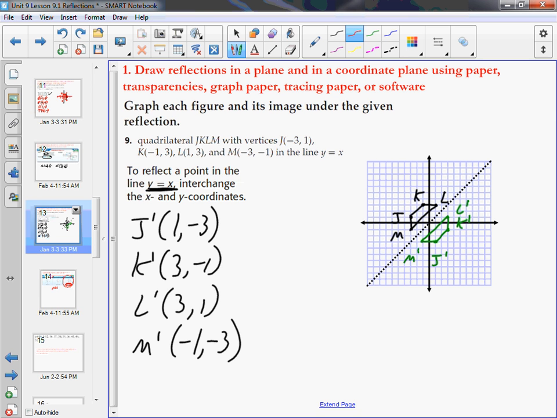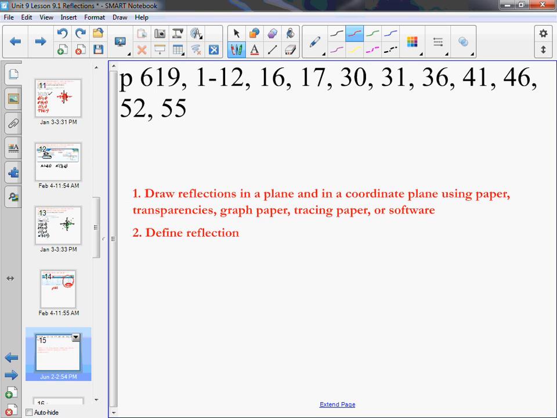Okay? Now, here's the assignment. So on page 619, 1 through 12, 16, 17, 30, 31, 36, 41, 46, 52, and 55.